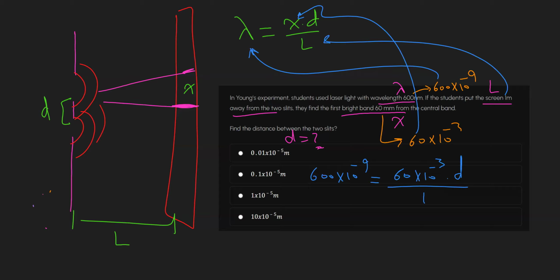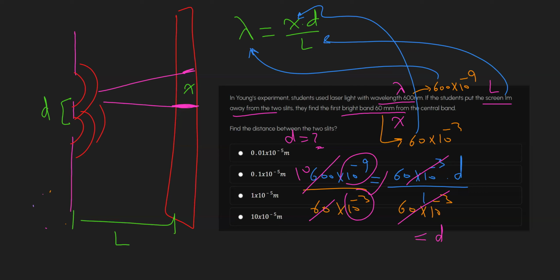Now, just to solve to find d, we divide both sides by 60 times 10 to the power of -3, and here divide by 60 times 10 to the power of -3. And here, as you see, this one will cancel this one here. So d equals what? Here, 600 over 60 will become 10. Now, 10 to the power of -9 over 10 to the power of -3, the -3 will go up as plus. So that means it's going to be -9 plus 3, it's going to be -6. So what is left is 10 times 10 to the power of -6.